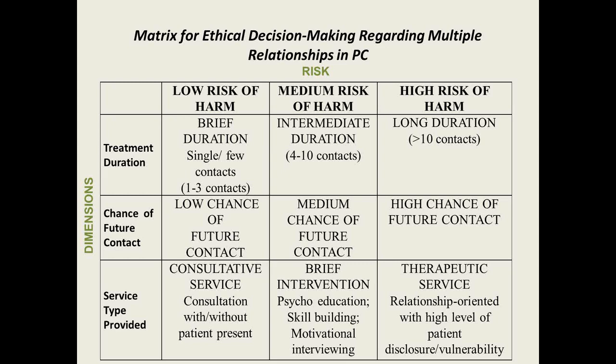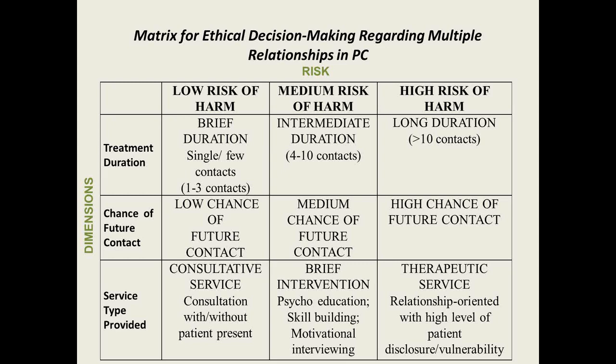So if you look across the top, we have 3 different categories of risk: low, medium, and high. And across the left-hand side of the chart, we have 3 different dimensions on which we're going to rate our risk. Treatment duration, how long we've known the patient. So this is relational. What's the relationship like between the patient and the behavioral health provider? The chance of future contact. So is this going to be low chance of contact or high chance? And then the type of service provided.